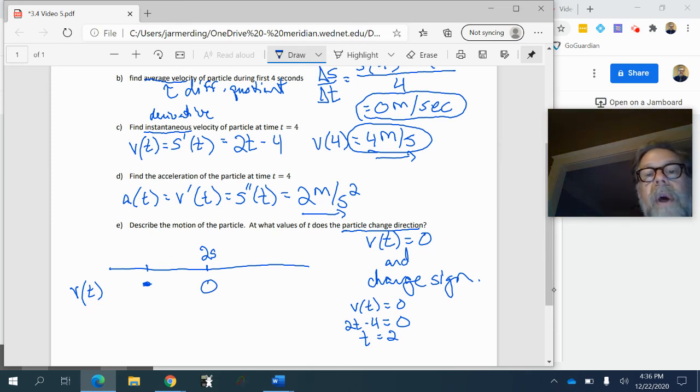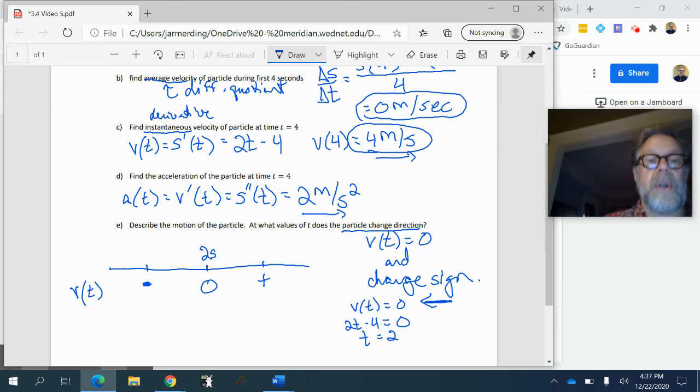And what's my velocity at some positive number? Well, I'll go ahead and plug in 4. 2 times 4 is 8, minus 4 is positive. Again, I don't have to plug in any numbers. There's only one time when velocity is equal to 0. And so if it went from negative to positive, that's the only time that it changed direction.